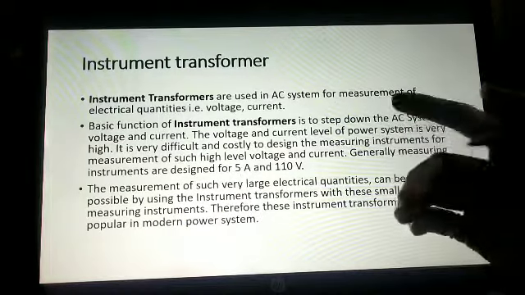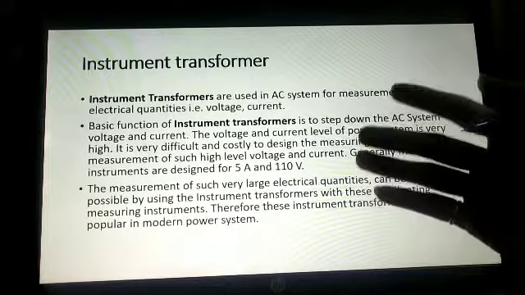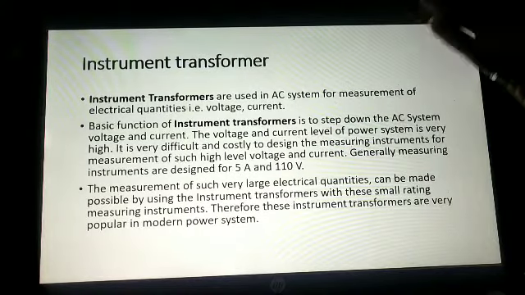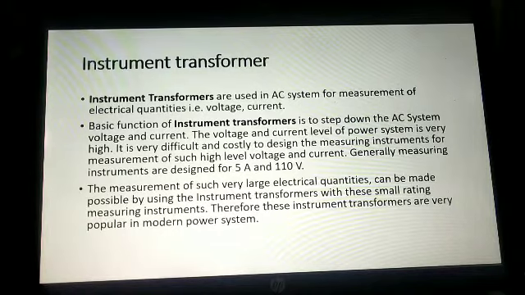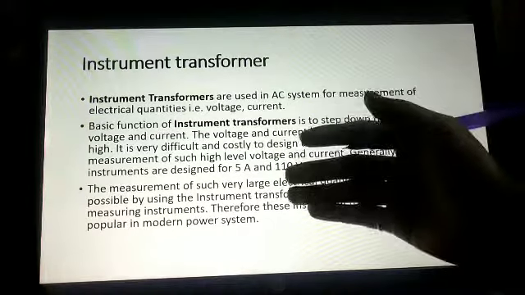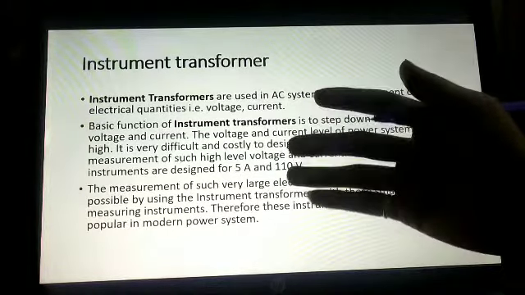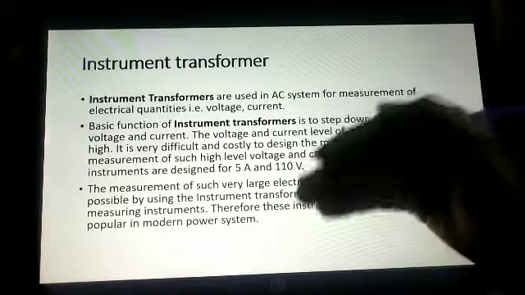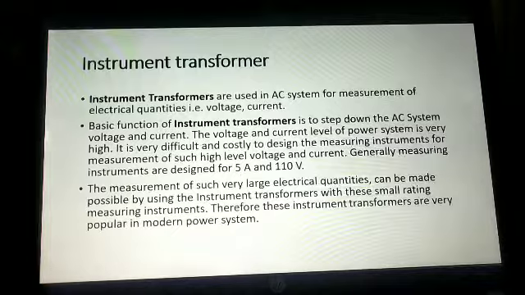So if they ask you to write a short note about instrument transformer, just give the introduction and then write. So this is the introduction of instrument transformer. This is the basic. So what does this instrument transformer do? It will step down the values.